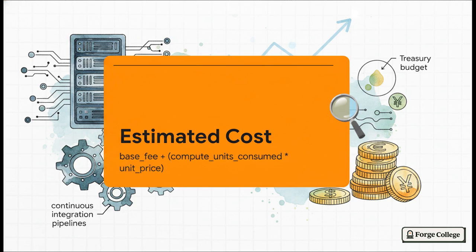Raw compute units are great for developers, sure, but when you're talking to product managers or looking at a treasury budget, you need a tangible cost estimate. So we map raw compute units to an estimated token-denominated cost using this equation. Estimated cost equals the base fee plus the compute units consumed multiplied by the unit price. It perfectly isolates the compute cost impact. Even if absolute currency values fluctuate on mainnet, this gives you a normalized baseline metric to spot regressions.